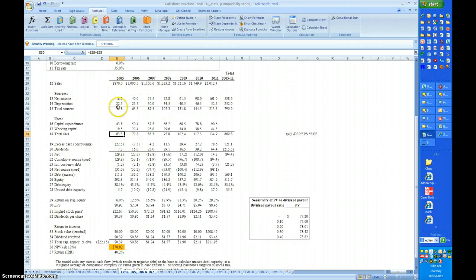So the difference between sources and uses leaves them with a cash flow deficit. They're generating a smaller amount of cash in operations and they're spending more in operations. So they have to borrow the difference. So that minus that leaves them with excess cash or borrowing. If it's a negative number here in parentheses, it means they have to borrow.